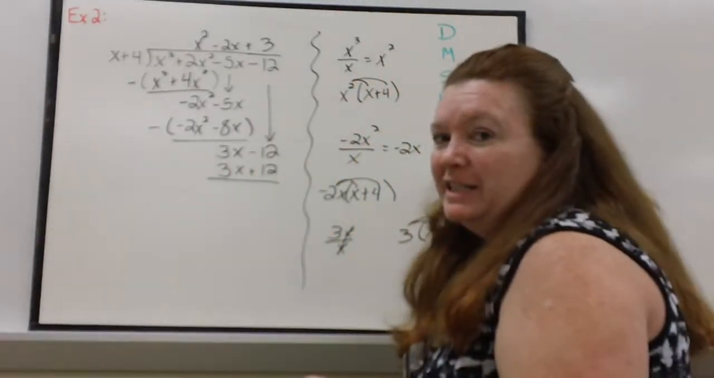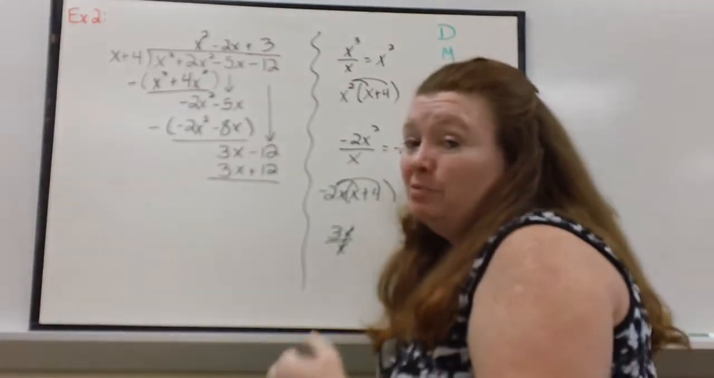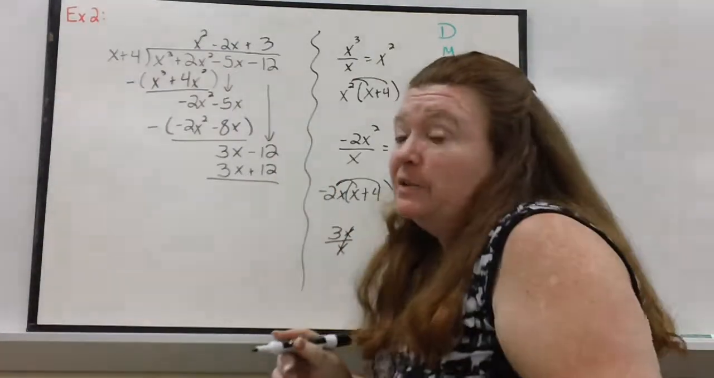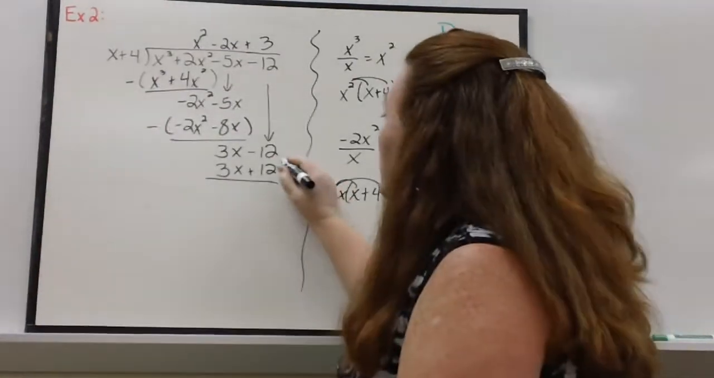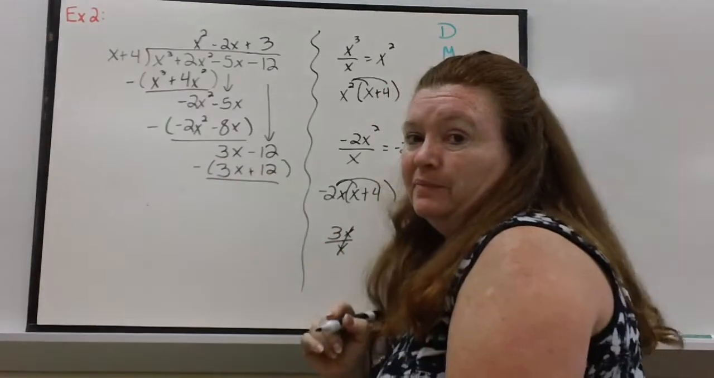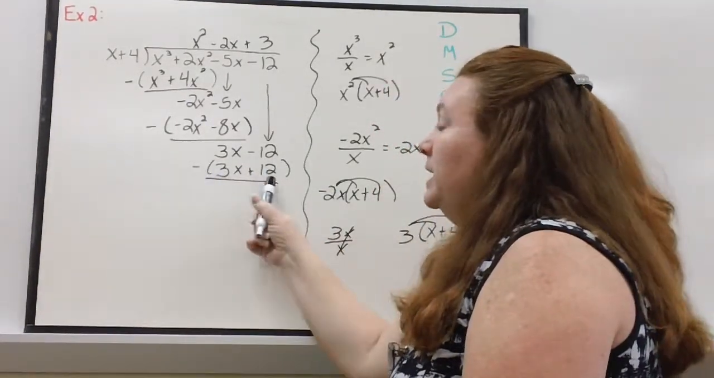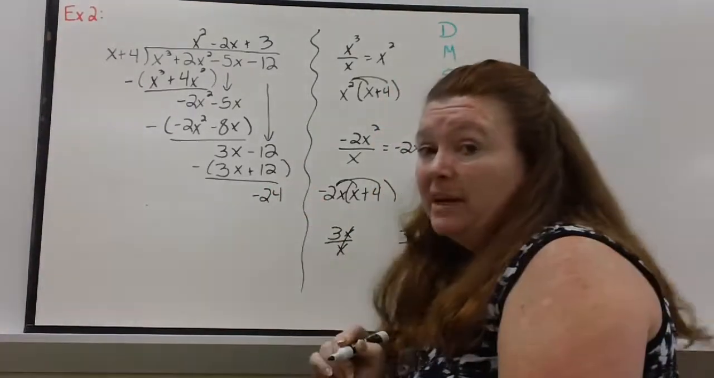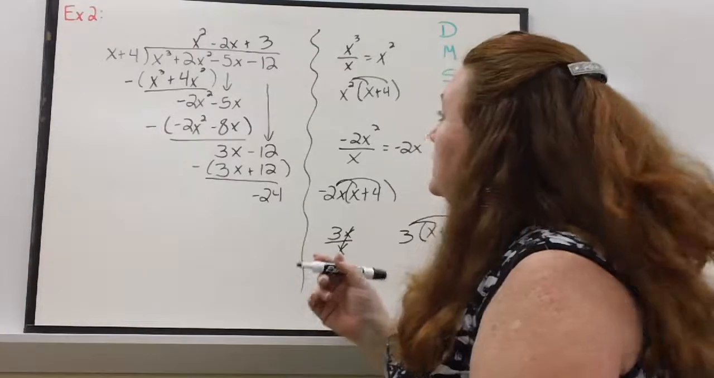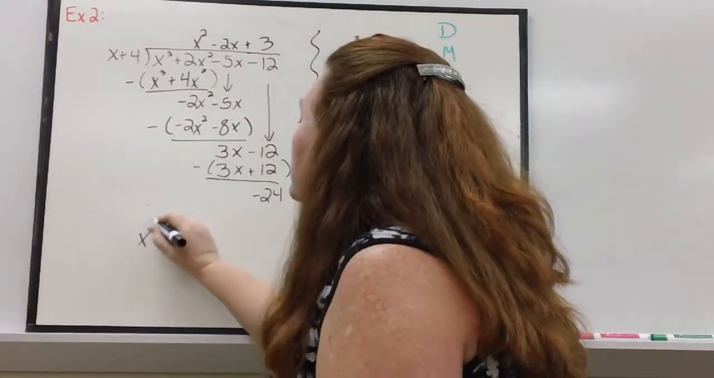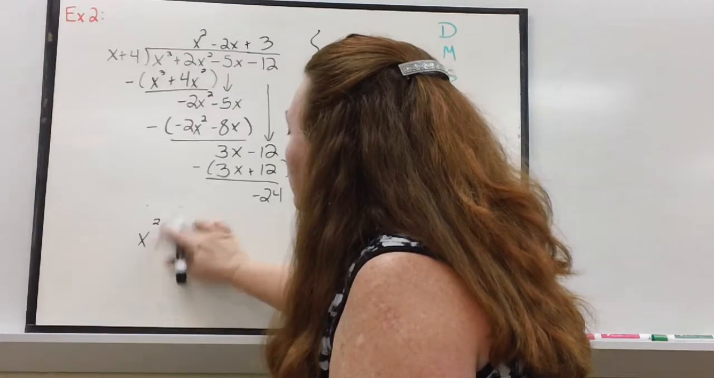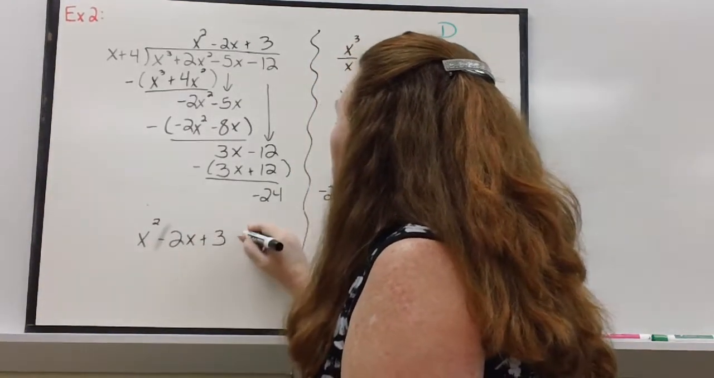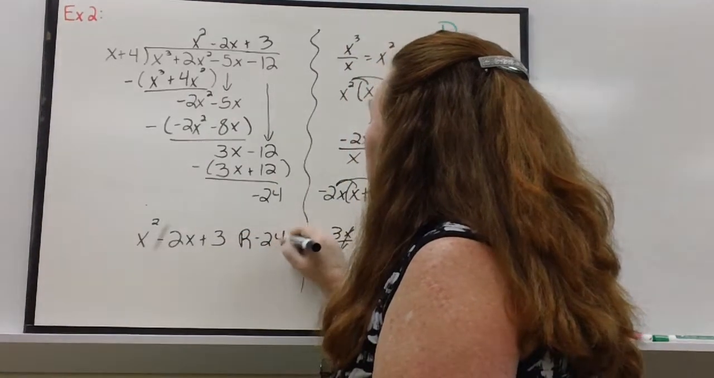Be careful. It is very easy for you to accidentally write 0 because negative 12 plus 12 is 0. But we're not adding these numbers, we are subtracting them. So negative 12 minus 12 is not 0, it's negative 24. And that number is my remainder. So my final answer is x squared, not plus, minus 2x plus 3, and my remainder is negative 24.